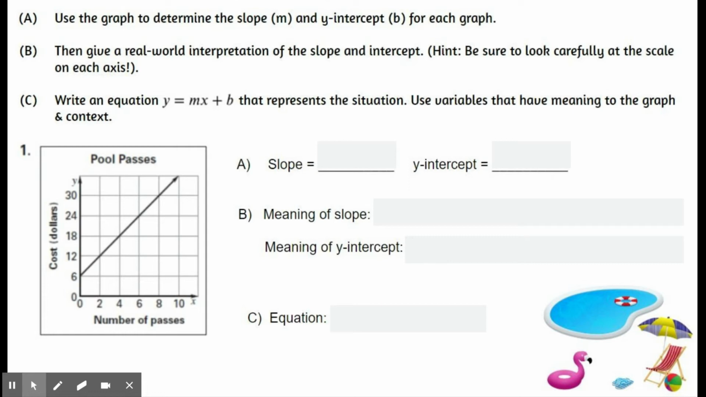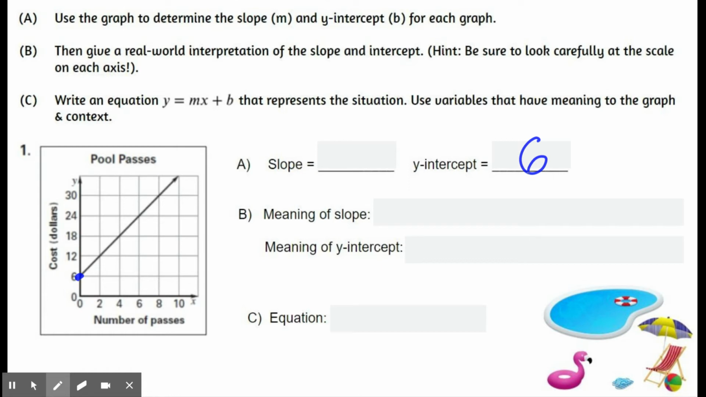Okay, so part A just asks to use the graph to determine what the slope and the y-intercept is for the graph. That we've already done. You should already know how to do that, so we'll quickly just go through that. So let's start with the y-intercept. So the y-intercept is when x is 0, what y is, also known as when the line touches the y-axis. That happens right here at 6, so that means the y-intercept is 6.